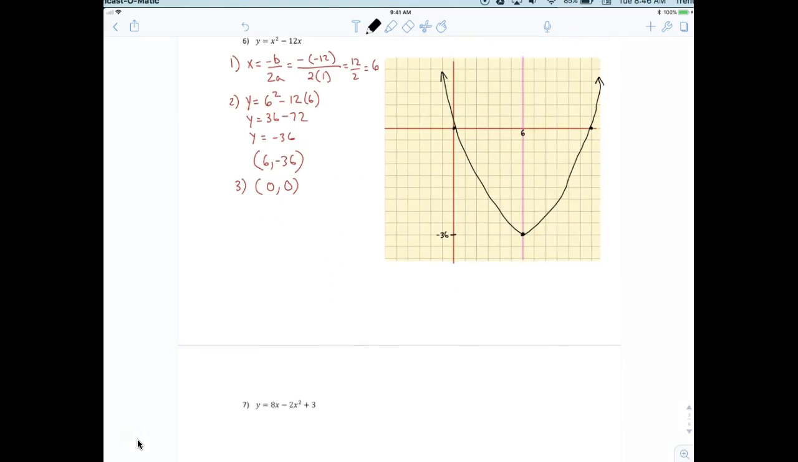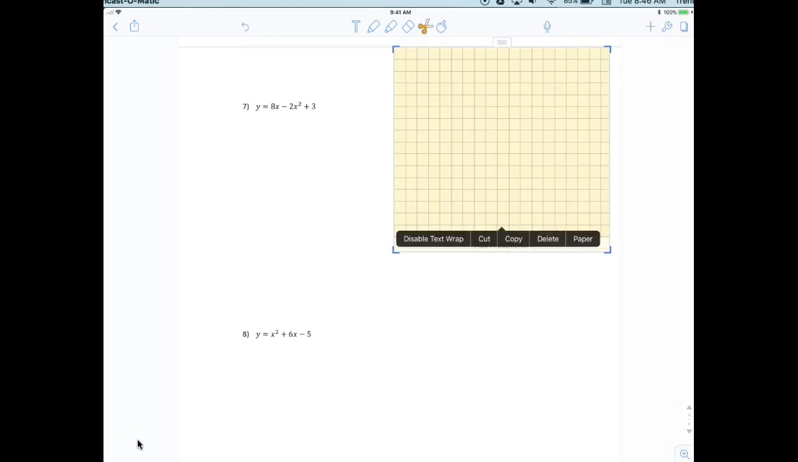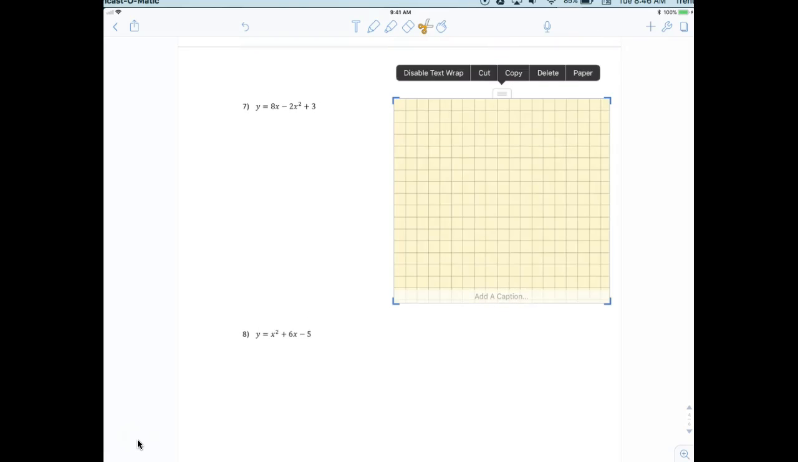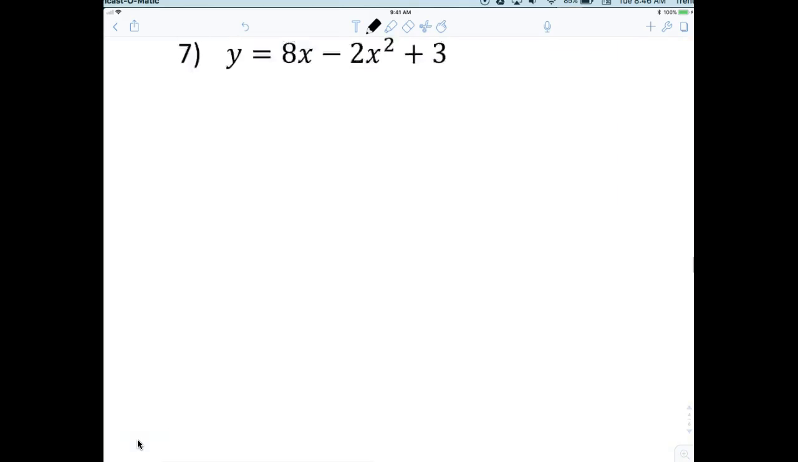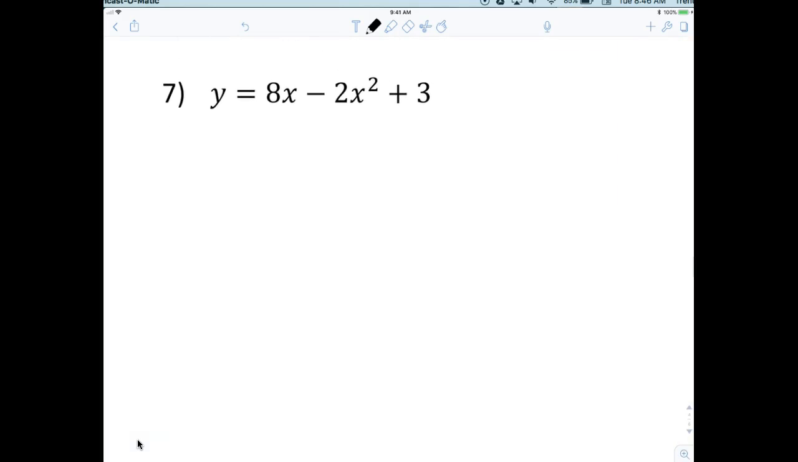All right, let's just go ahead and knock the rest of them out. All right, number 7, I tried to mess you up on because what did I do? Yeah, I just switched the order around, so don't let that confuse you. My advice is just let's go ahead and rewrite it. So we would say y is equal to negative 2x squared plus 8x plus 3.